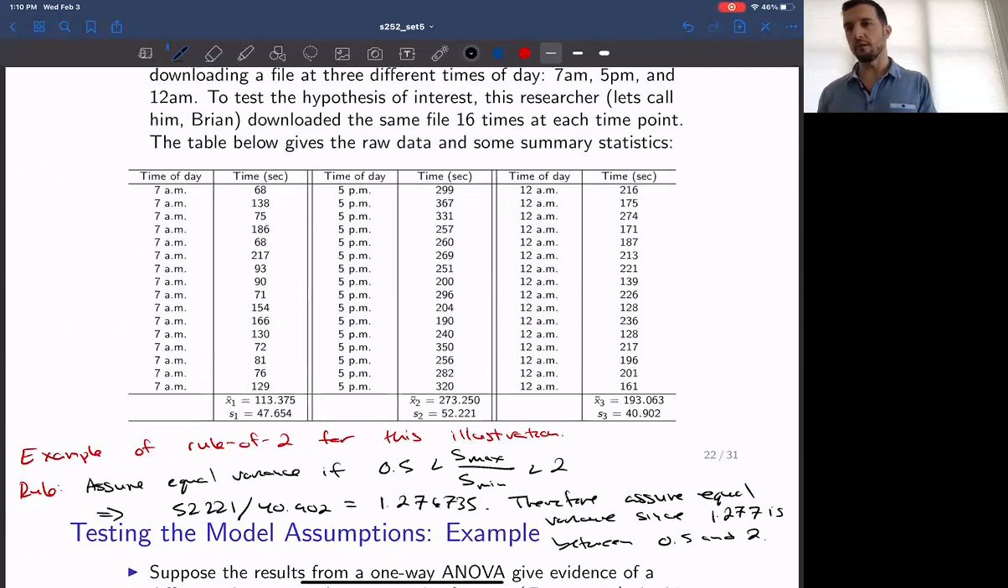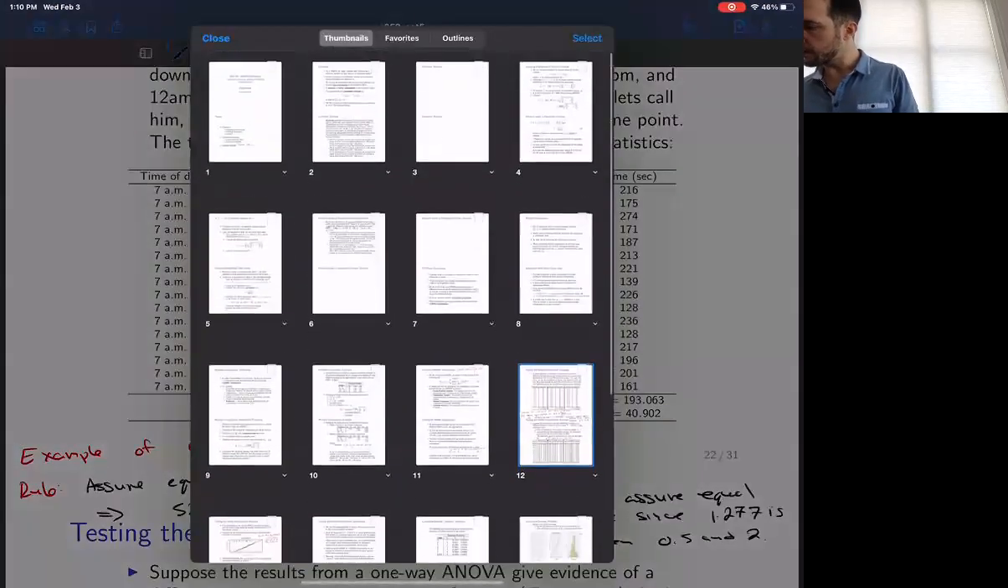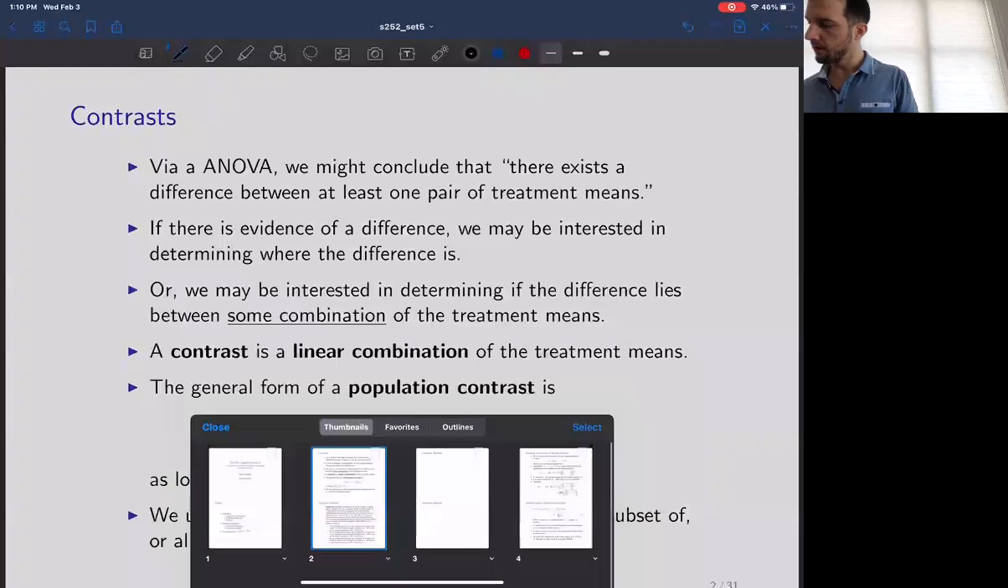Does anyone have any questions about the assumption part? I'm really paranoid about the recording thing now. Okay, I don't see any questions.